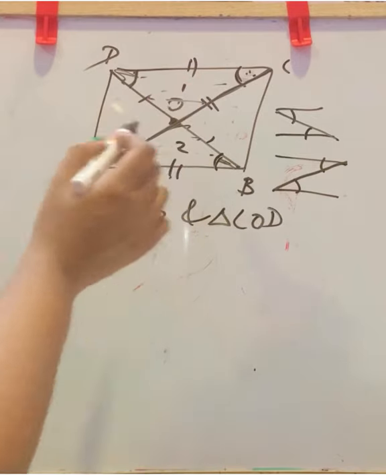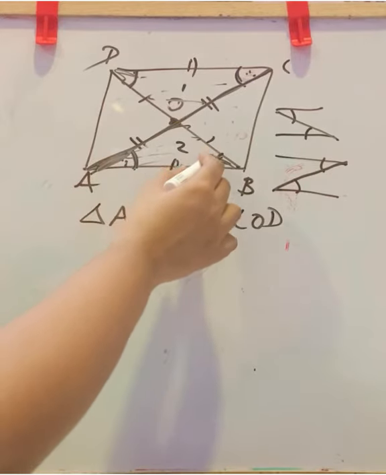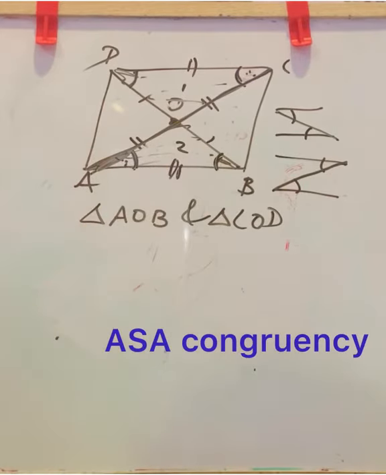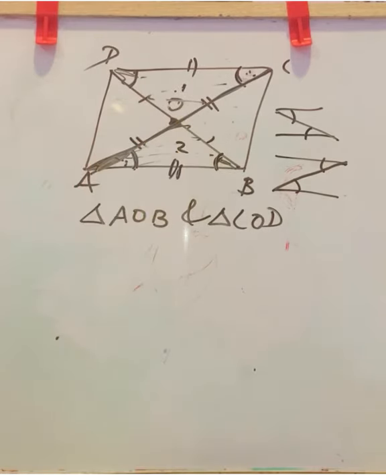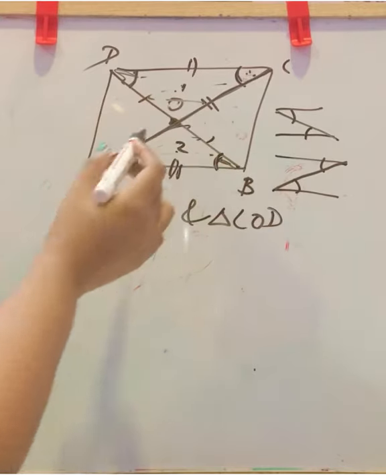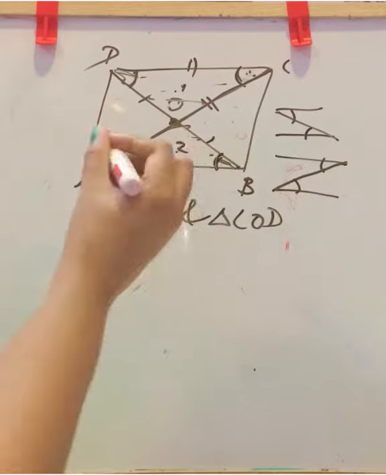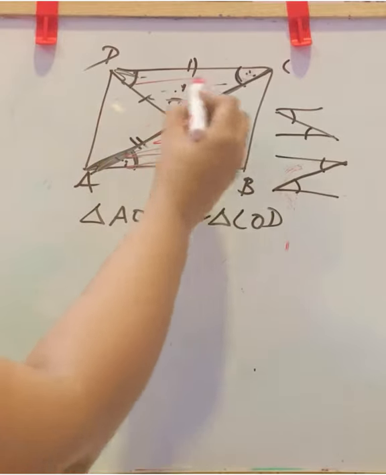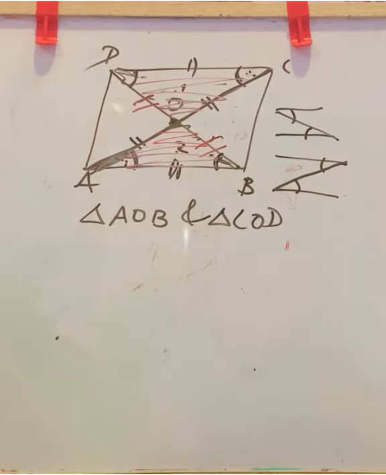Now these two sides are equal because they are opposite sides of a parallelogram. Angle side angle, that is the ASA property of congruency, so we can say these two triangles are congruent. Now, I will mark them with red color. These two triangles are congruent. This side and this side are corresponding parts of congruent triangles.